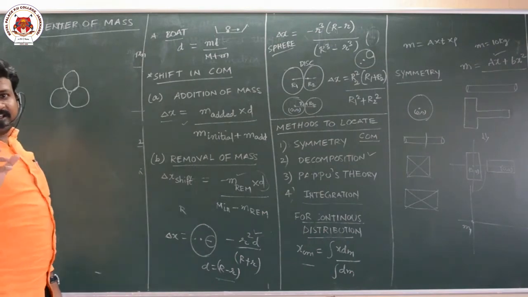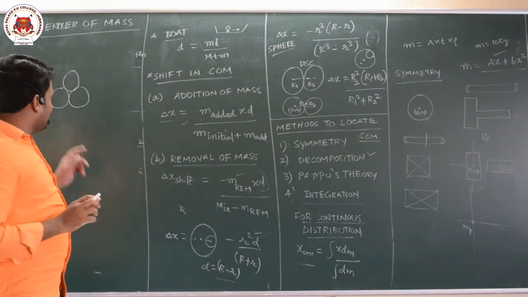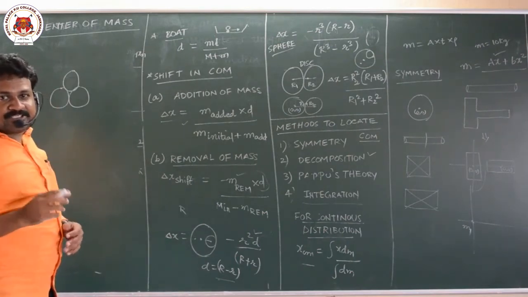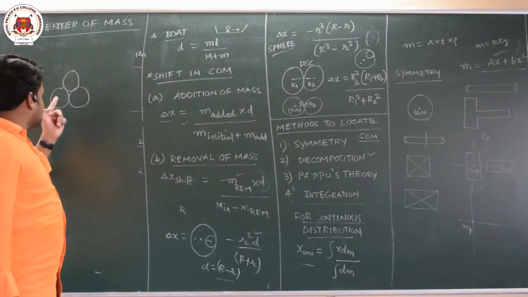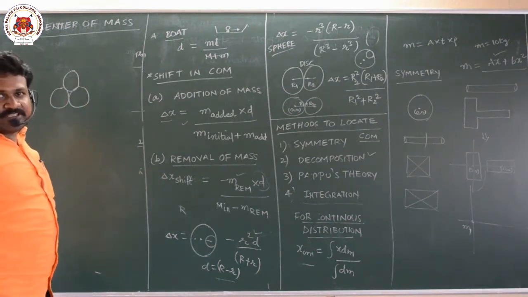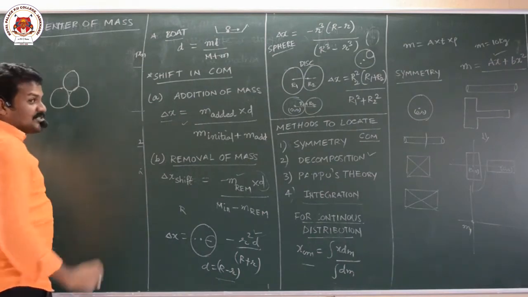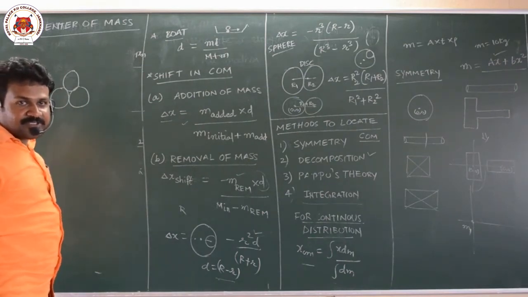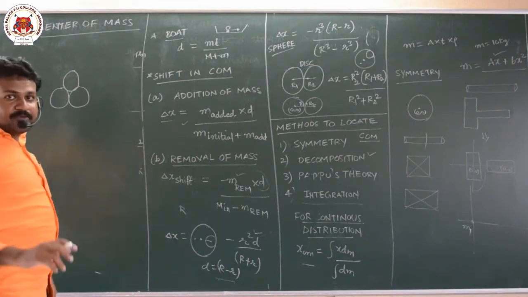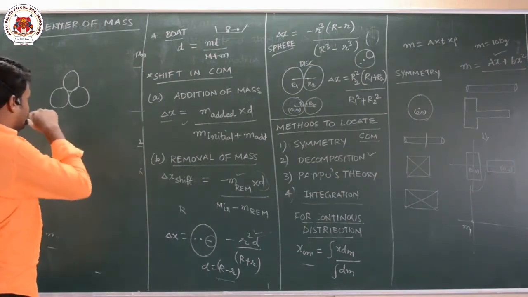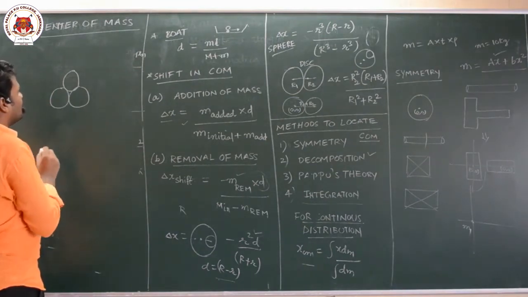There are three identical spheres of mass m and radius small r. They are placed in such a way that each one is touching the remaining two. Then find the center of mass of the system, from the center of any one of the spheres. If that question is asked, what do we have to do?